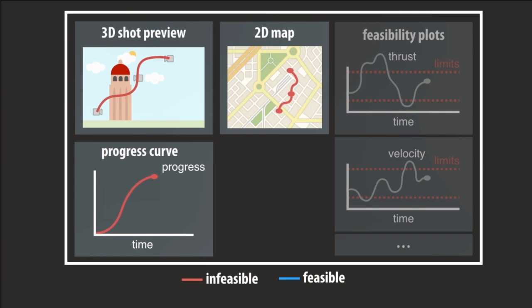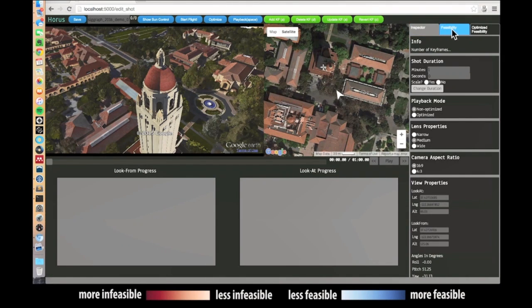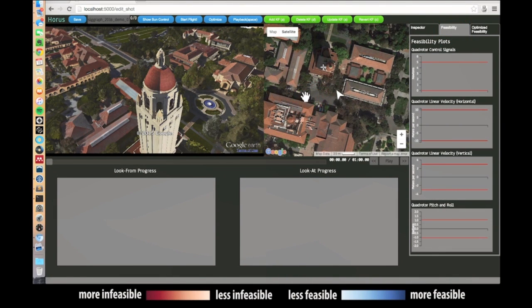In the preview windows and on the quadrotor's progress curve, we color each region of the shot according to whether or not it is feasible. Blue means feasible, red means infeasible. So basically, we want our method to produce shots that are all blue, because if a shot is always blue, it means that the shot is always within the quadrotor's physical limits. Let's begin by setting up a typical shot.